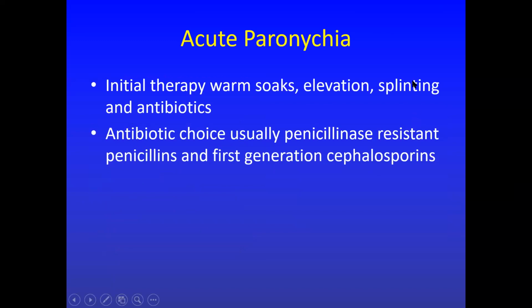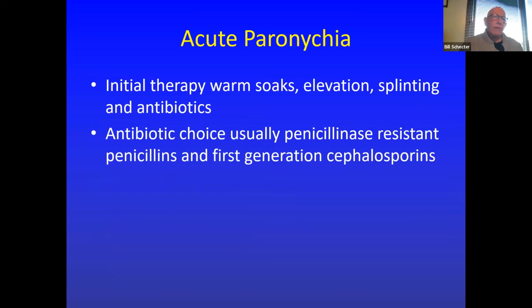So the initial treatment of paronychia is warm soaks, elevation, splinting, and antibiotics. Just what we talked about. Usually for a minor paronychia, you don't have to go through the whole shtick of getting the patient in the position of function. If it's a minor thing, you can just have them elevate the hand and soak it frequently, and then start antibiotics.